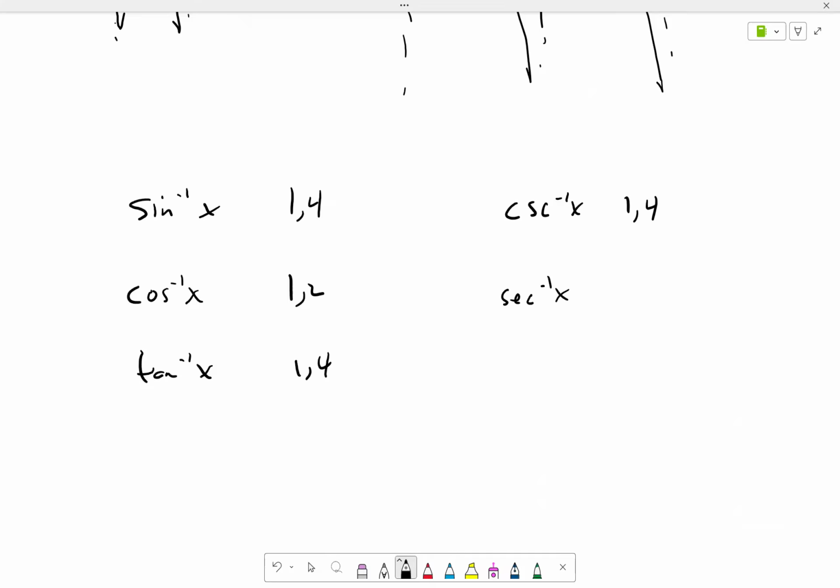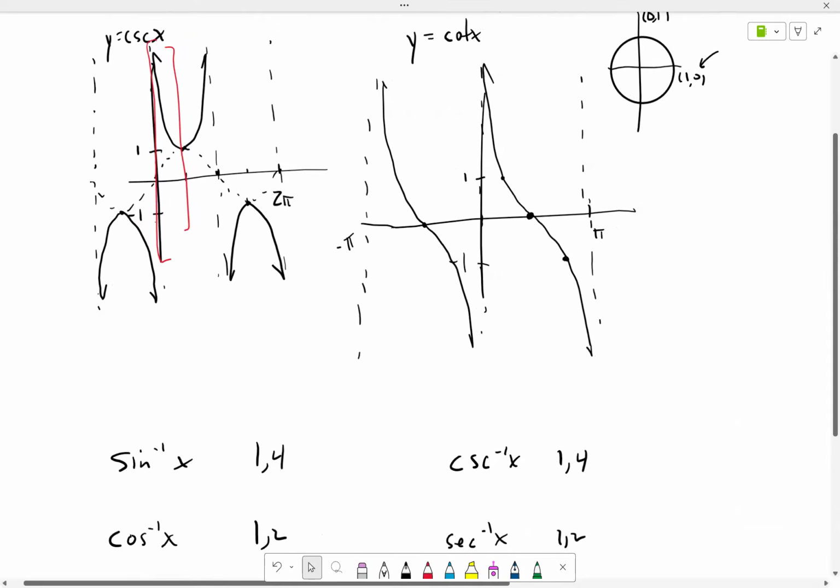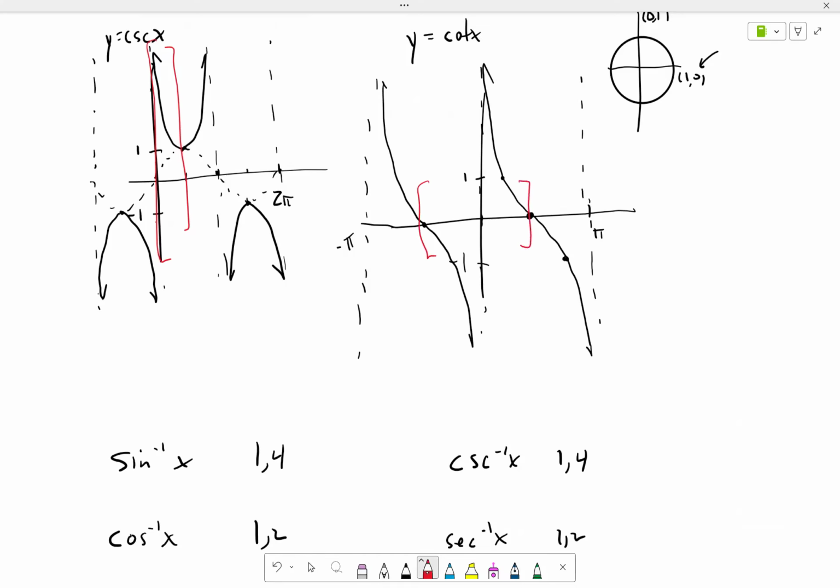For secant inverse, what do you think? It's 1 and 2. For cotangent inverse, let's take a look at our cotangent graph. 1 and 4 would work, wouldn't it? It'd work if we're right here. But it's a little bit weird with that vertical asymptote in here.